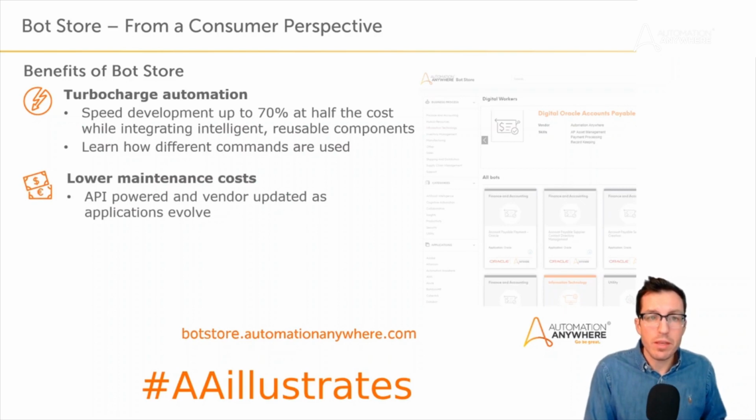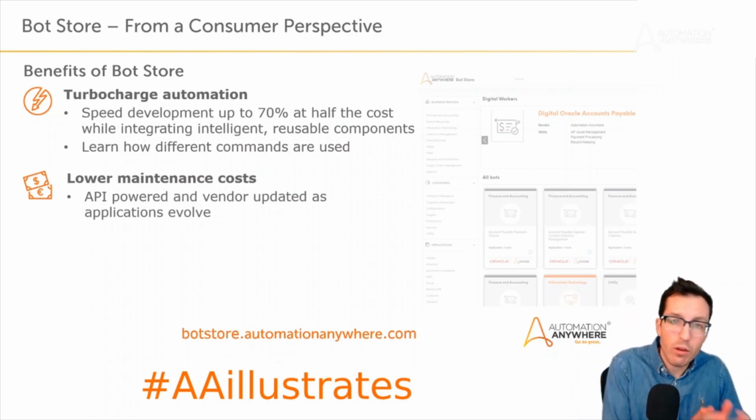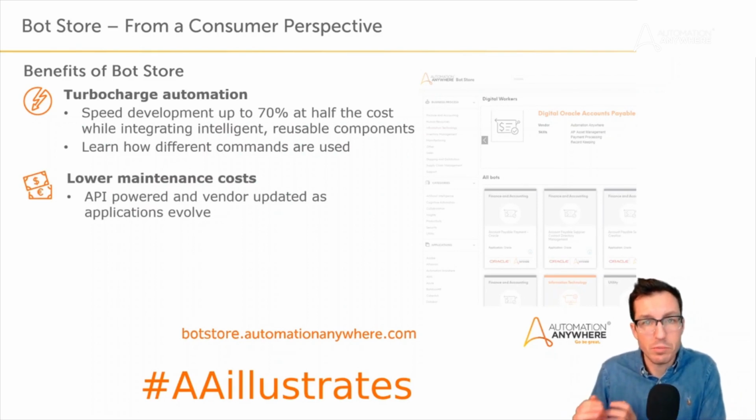Also, lowered maintenance costs, right? If I'm building something against an API, I'm not going to have to update that quite as often as I might have to update something that's built off of screen scraping and a user interface. That's normally the case. Obviously I say that with an asterisk, but that should help me to have a much more stable bot.